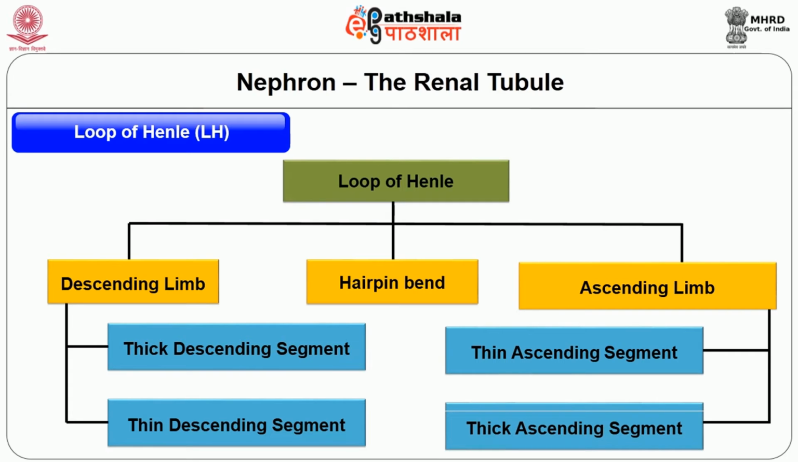The thin ascending segment is continued as the thick ascending segment. The thick ascending segment is the continuation of the thin ascending segment. It is about 9 mm long with a diameter of 30 microns. It is lined by cuboidal epithelial cells without brush border. The terminal portion of the thick ascending segment, which runs between the afferent and efferent arterioles of the same nephron, forms the macula densa. Macula densa is a part of the juxtaglomerular apparatus. The thick ascending segment ascends to the cortex and continues as the distal convoluted tubule.